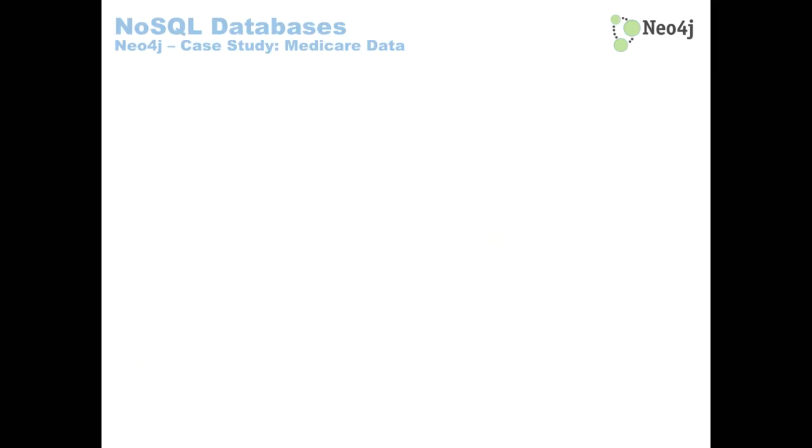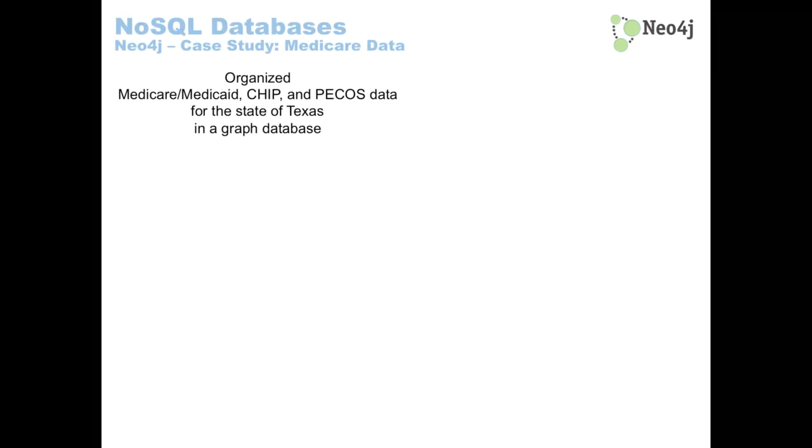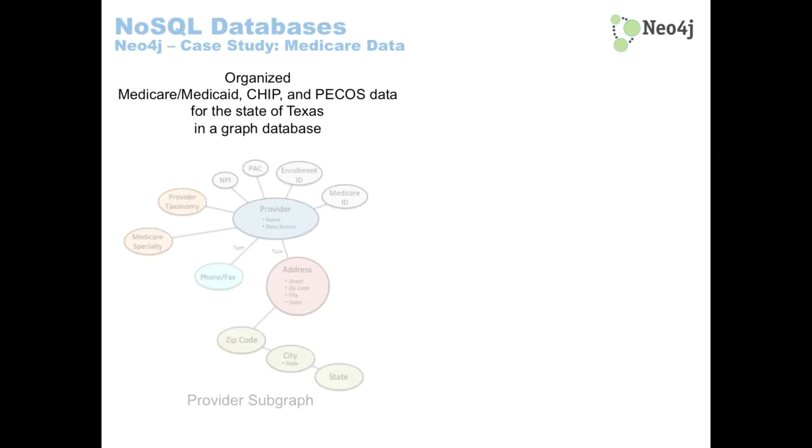So another example, a case study with Medicare data. So several years ago, Oak Ridge had an agreement with the Center for Medicare and Medicaid Services to work on organizing their data. And so they gave us all of the Medicare and Medicaid CHIP, and there was another database called PACOS for the state of Texas, and we organized that into a graph database.